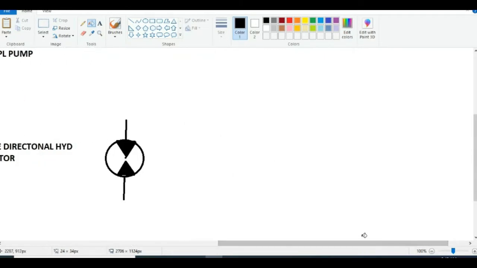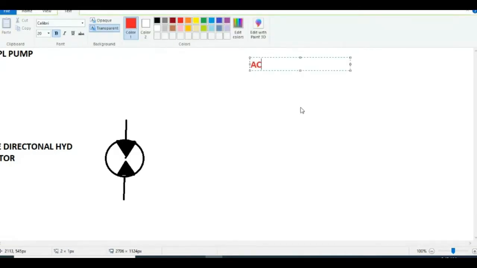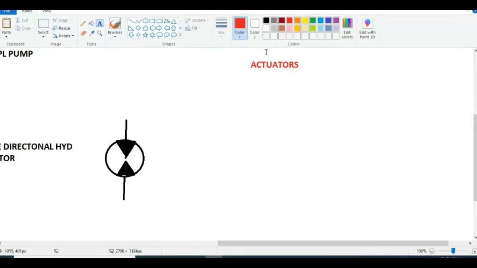Now the next type of symbol is the actuators. The next type of devices used in hydraulic and pneumatic systems are the actuators. How do we represent the actuators? An actuator is a device which has two types: the linear actuator and the rotary actuator.